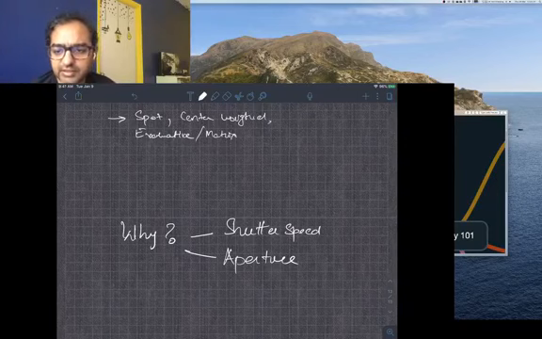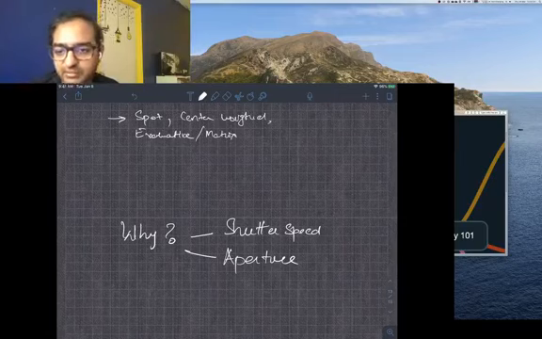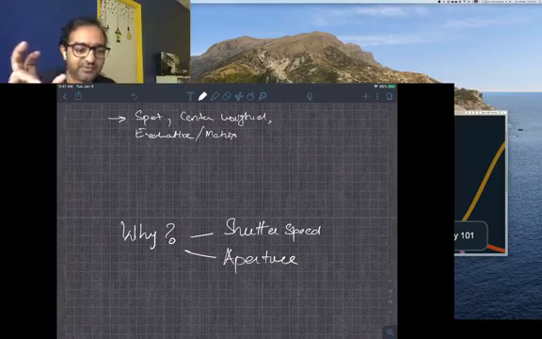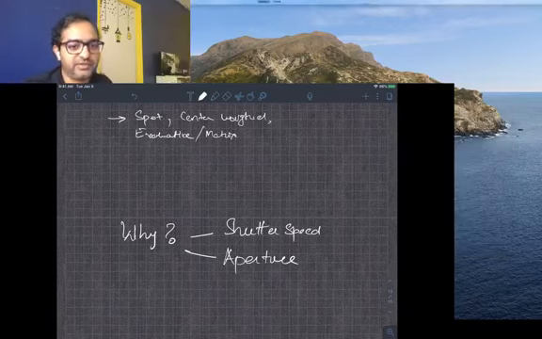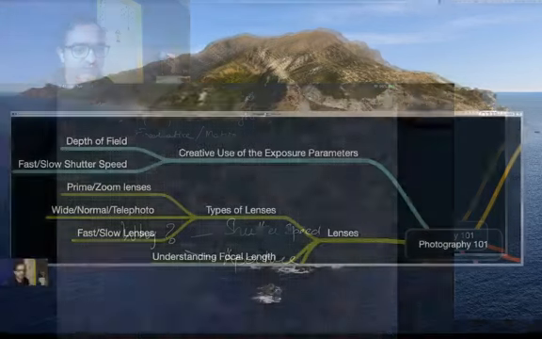Is spot metering and partial metering the same? No, it's not. So partial metering, I believe, is something that Canon does, which uses a slightly larger spot than just spot metering. Oh, sorry. Let me just put the mind node back on. There you go.